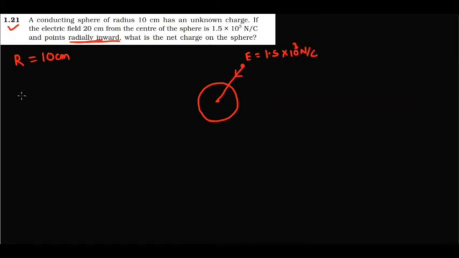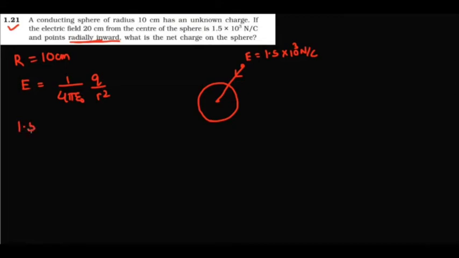Is that clear? So we know that the expression for electric field due to a conducting sphere at a distance r from its center is given by E equal to 1 by 4 pi epsilon naught q by r square. Is that clear? The point lies outside the sphere, so this is the formula. E equal to 1 by 4 pi epsilon naught q by r square.